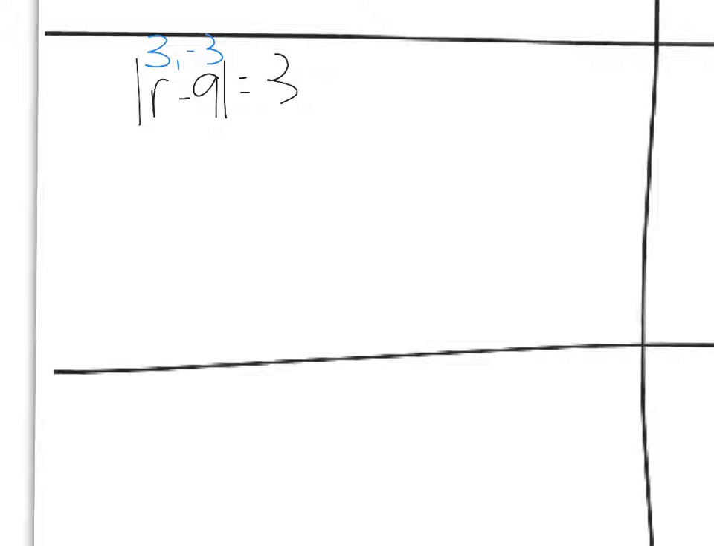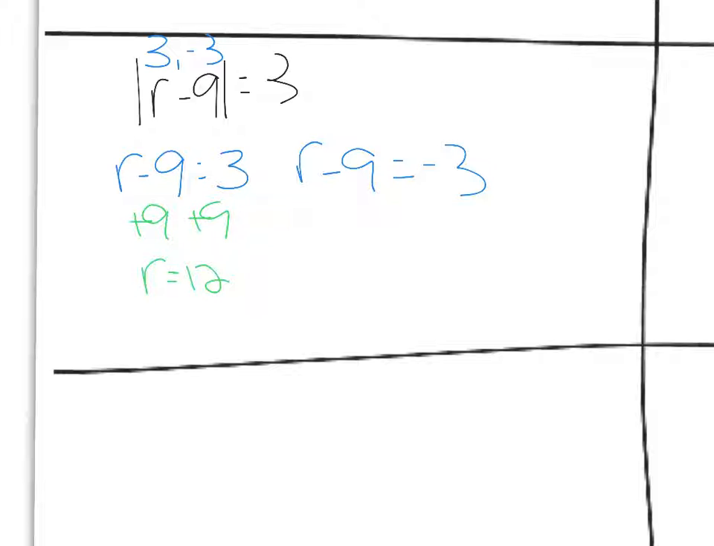So what this tells me is that r minus 9 could be 3, or r minus 9 could be negative 3. So I have my two equations, and if I go through and solve both of these equations, in the first one we'd add 9 to both sides, and I'd get r equals 12. For the second one, add 9 to both sides, we'd get r equals 6.